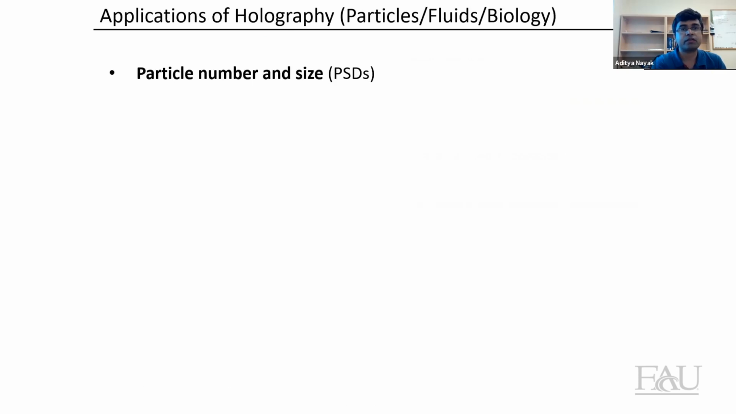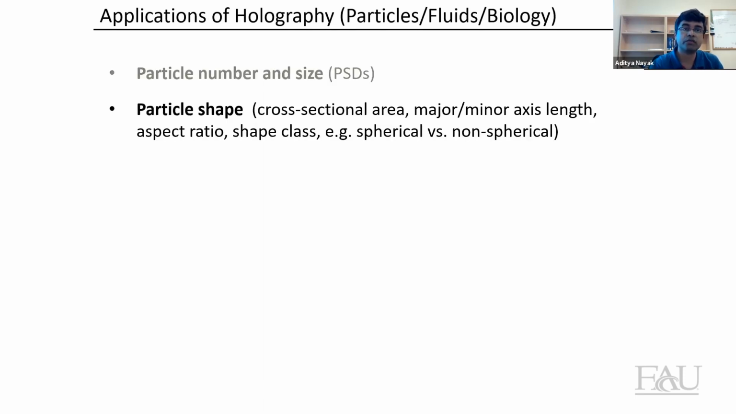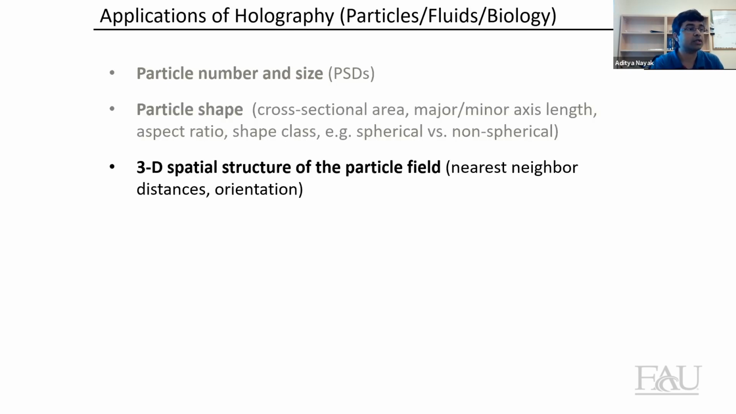So, some applications of holography: it has found really wide applications in the medical field, in fluid mechanics, and lately in oceanography. Some of the things that you can do: you can look at information about particle number, so you can see how many particles are there. You can get information about the particle size, also the particle shape. You can get an idea of the cross-sectional area, the major and minor axis length, the aspect ratio, how these particles are oriented in your flow field, right?